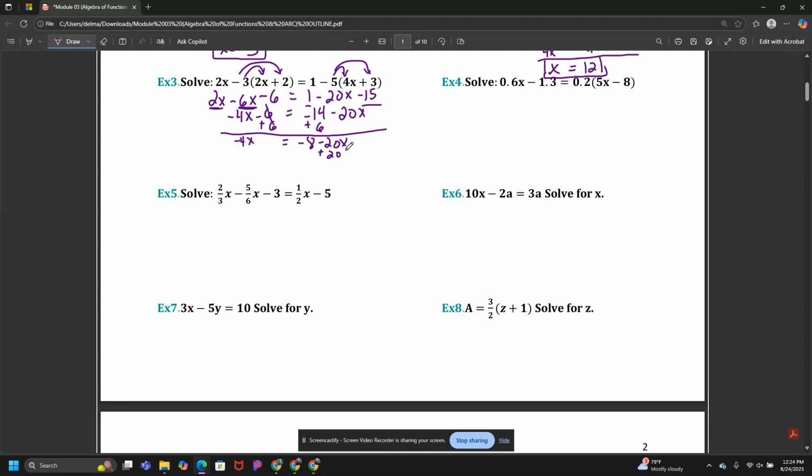I can add my 20x to both sides. Whoops, didn't mean to draw through that. Hopefully y'all can still see that. It's going to leave me with positive 16x and negative 8. So I would need to divide by 16 on both sides. x is going to equal negative 8 over 16, and 8 will go into both of these, so I can simplify that to negative 1/2.